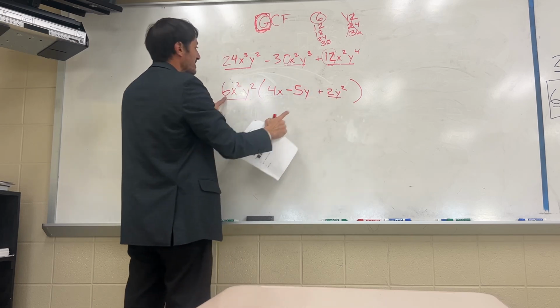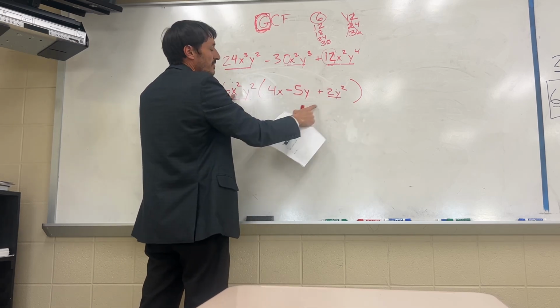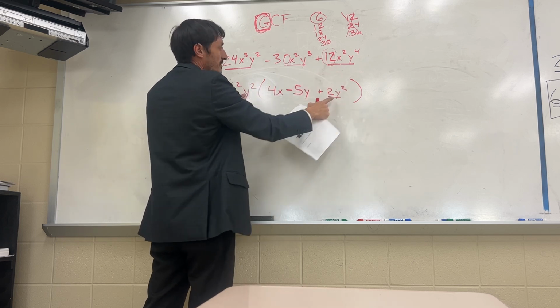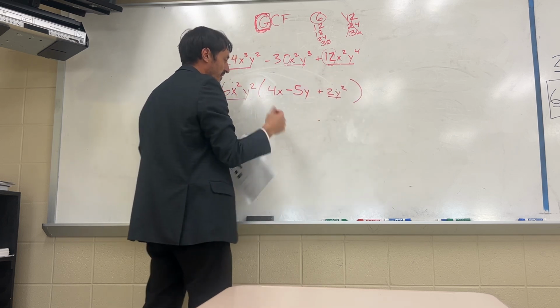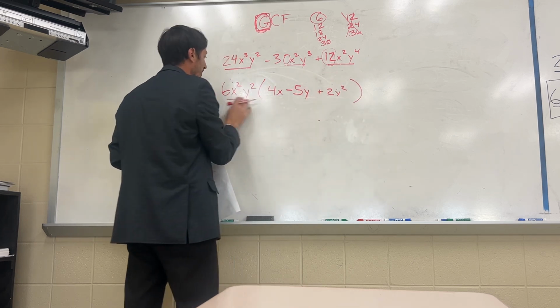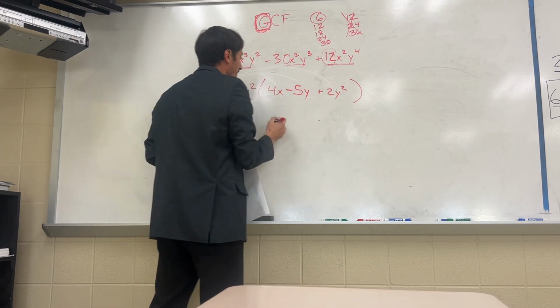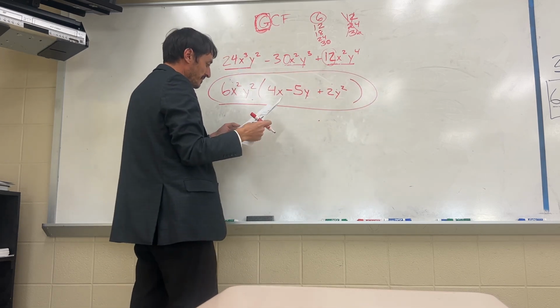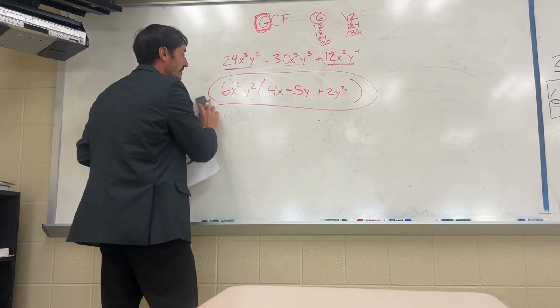Let's check the last one. 6 times 2 is 12. X squared, there's no x's here, so I'm going to get x squared in the result. Y squared times y squared is going to give me y to the 4th in the result. Okay, so there we go. All right, so this is our answer to number 14. Okay, let's check number 15.